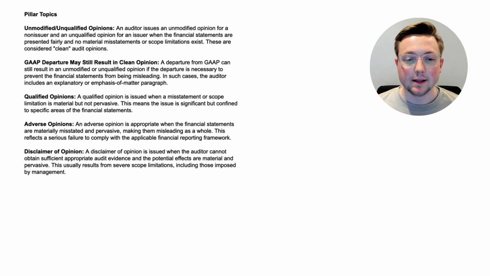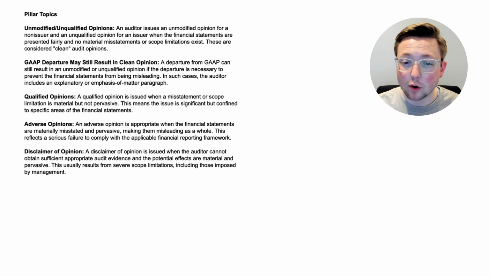All right, here we are at the pillar topics. Let's just go through these. We're going to go through each opinion one at a time. First, unmodified/unqualified opinions. An auditor issues an unmodified opinion for a non-issuer and an unqualified opinion for an issuer when the financial statements are presented fairly and no material misstatements or scope limitations exist. These are considered clean audit opinions. So the best audit opinion is unmodified/unqualified.